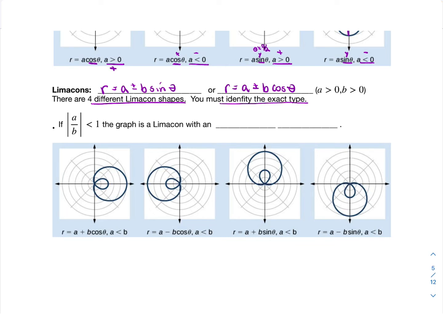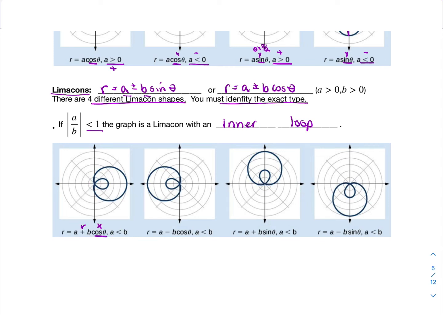So if you take the coefficient a and the coefficient b and divide them, and disregard the sign, so you're just looking at the absolute value, depending on what number you get, you're going to have one of the 4 types of limacons. The first type is if the ratio a to b is less than 1, and this is called the inner loop limacon. As you can see in the graphs below here, it has a loop inside the graph, an inner loop.